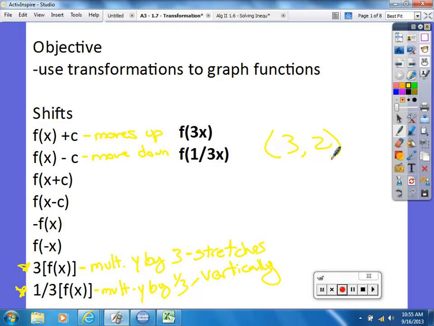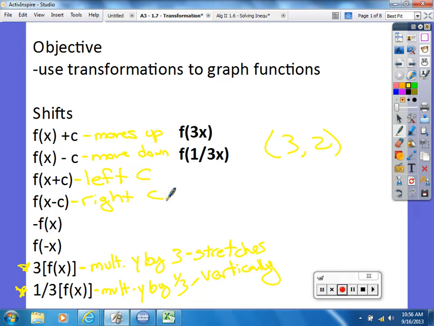So what if it's inside parentheses? It moves the X left to right. Yeah, exactly. And in this case, if it's plus C, I move it to the, not to the right, left. I always do the opposite of what I think. So in this case, I'm going to move left C, however far C is. If C is 5, I'll move left 5. Okay? And in this case, I'm going to move right C. So once again, if it's a number on the inside, I do the opposite, right?